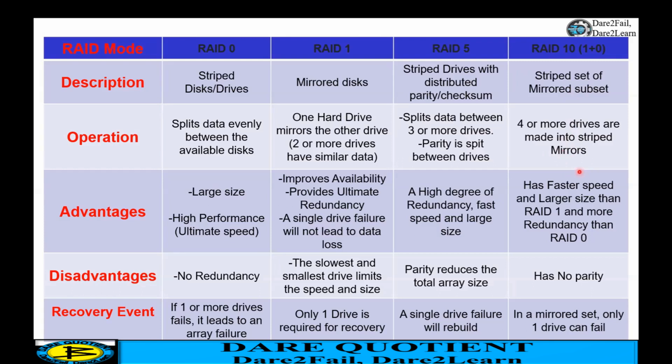And a RAID 10 provides you with a faster speed and a larger size than a RAID 1, and more redundancy than a RAID 0. And there's no parity with a RAID 10. And in an event of failure, only one drive can fail at a time. And with that, you can use the same stored information on the other drive to recover your system.